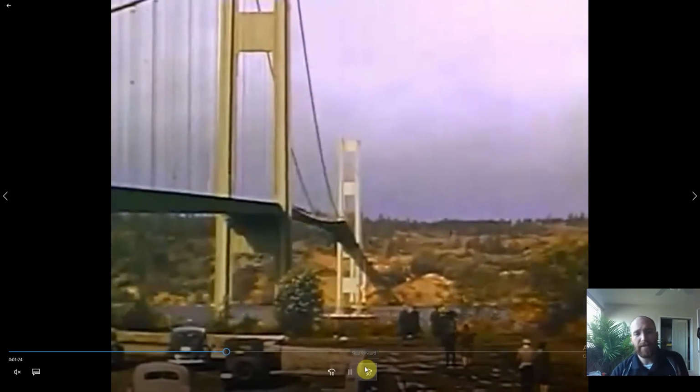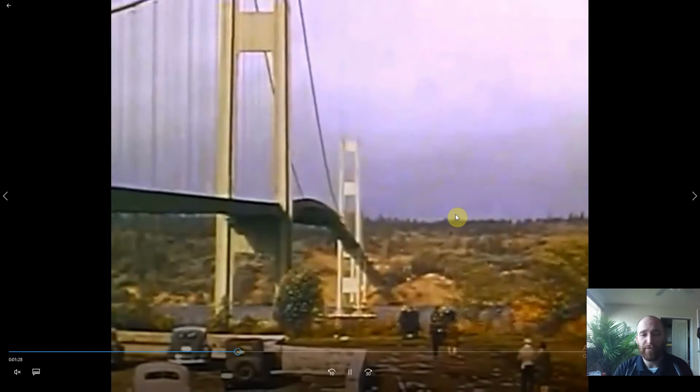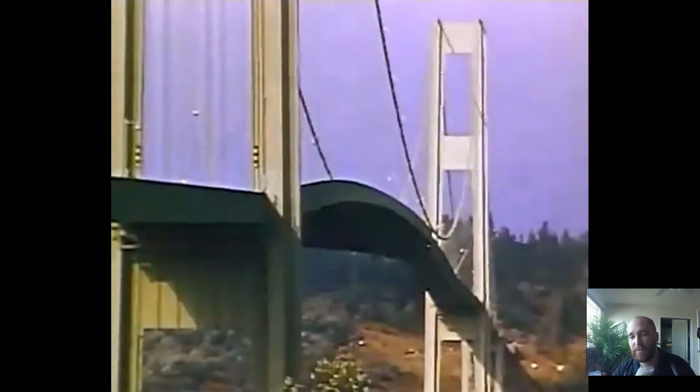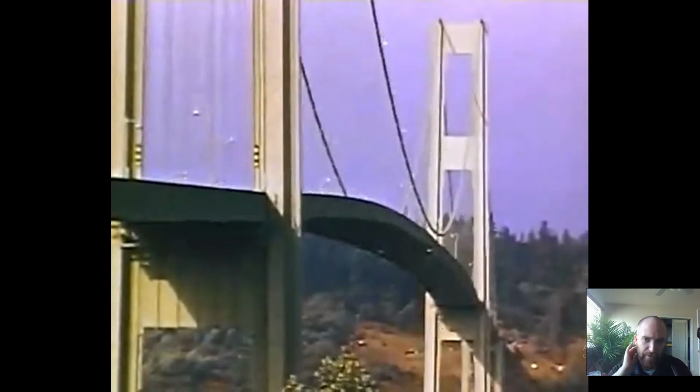But it turns out that the natural frequency of this bridge perfectly matches the natural frequency of the wind gusts that blow through this particular sound. I think this is the Puget Sound over by Seattle. And what you can see is this motion of this bridge is not supposed to do that. And it is a real bridge that people actually crossed for a while too.